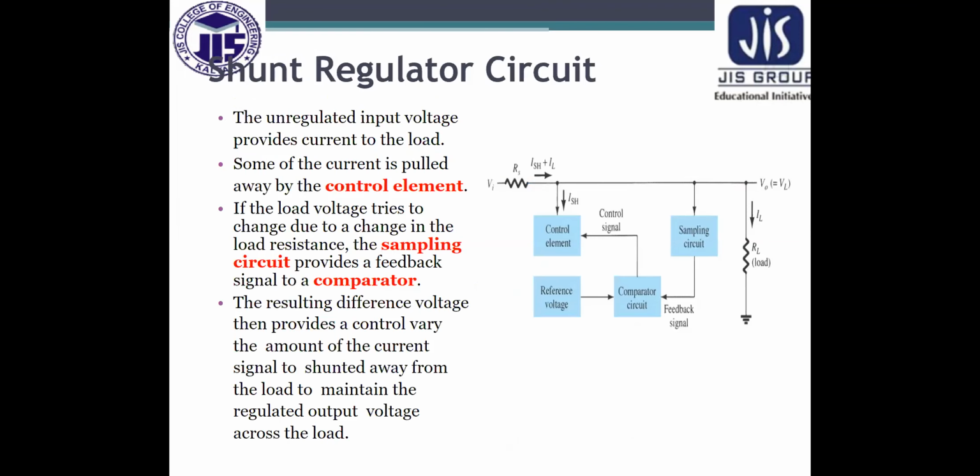Now shunt regulator. Here the unregulated input voltage provides current to the load. Some of the current is pulled away by the control element. If the load voltage tries to change due to a change in the load resistance, the sampling circuit provides a feedback signal to a comparator. The resulting difference voltage then provides a control to vary the amount of the current signal to shunt it away from the load to maintain the regulated output voltage across the load.